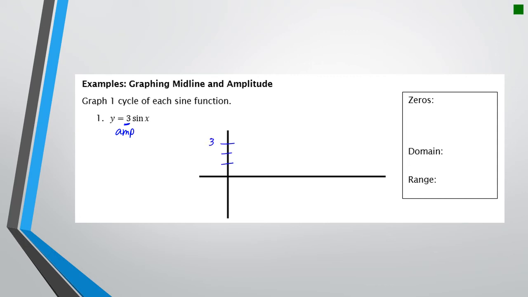So the first thing I'm going to do is label on my y-axis my highest and lowest numbers that I can determine because of the amplitude, which is that a number.